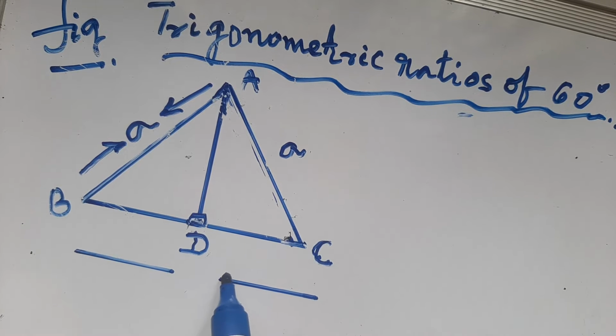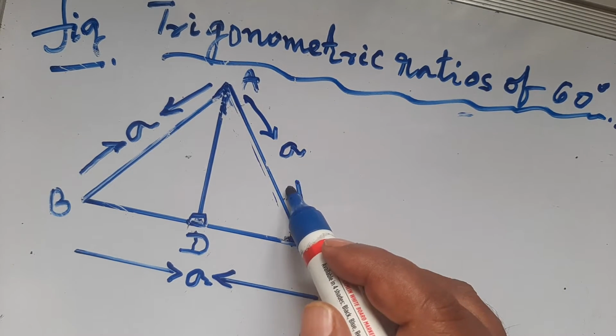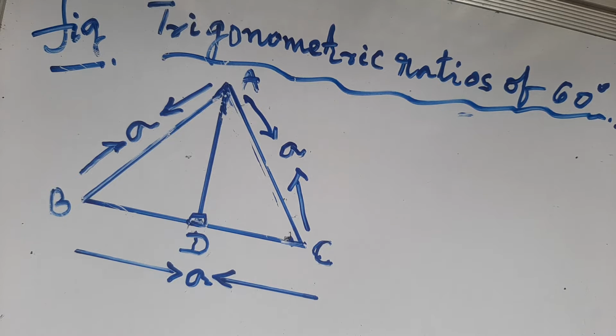Put the arrow mark. This is A, and here also. So all sides are equal. Okay, all sides are equal. Now what do you notice here? If you observe, what do you notice?